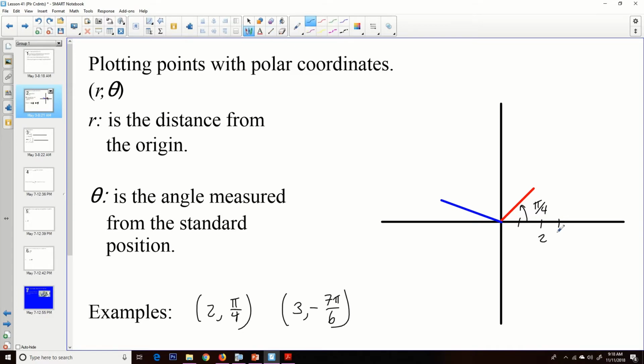And so I came out 3 units. So this distance here is 2, this distance here is 3, and this angle right here is negative 7 pi over 6. So this point right here is the coordinate 2, pi over 4, and this coordinate right here is the coordinate 3, negative 7 pi over 6.